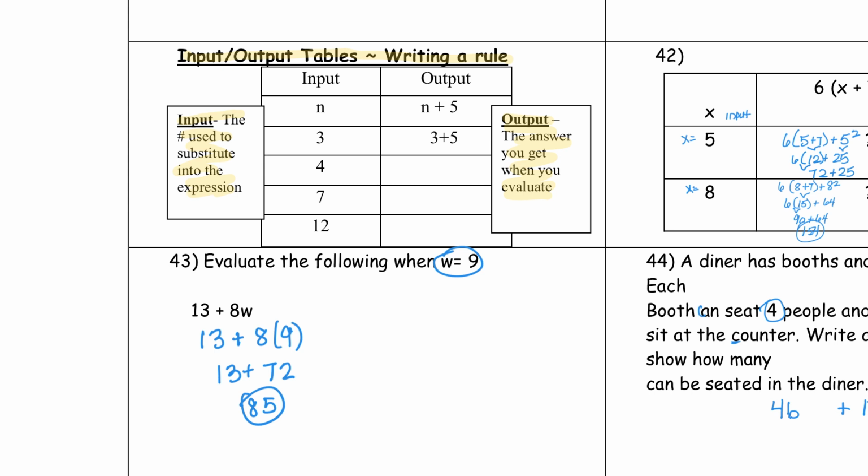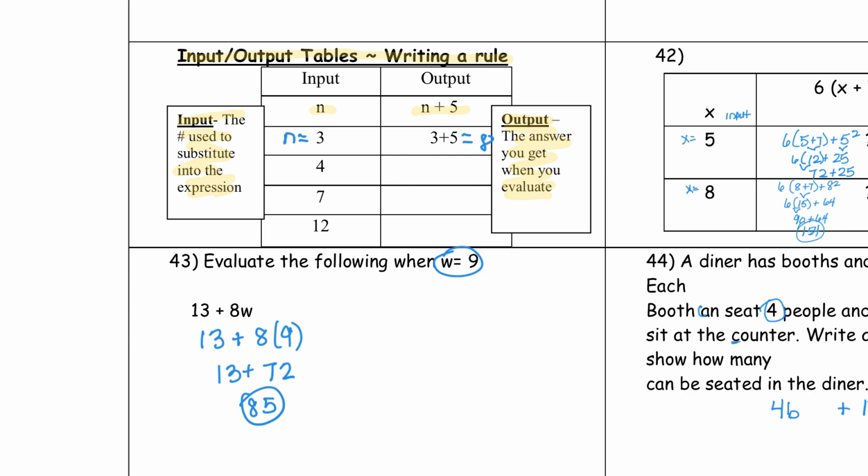So in this case here, the input is n, that's instead of x, so sometimes you'll have x, you'll have different values. The output is n plus 5. So in this example, n is equal to 3. So we have 3 plus 5, and then our output is going to be 8. And you would do the same for the remaining. That's just an example. Let's move on.